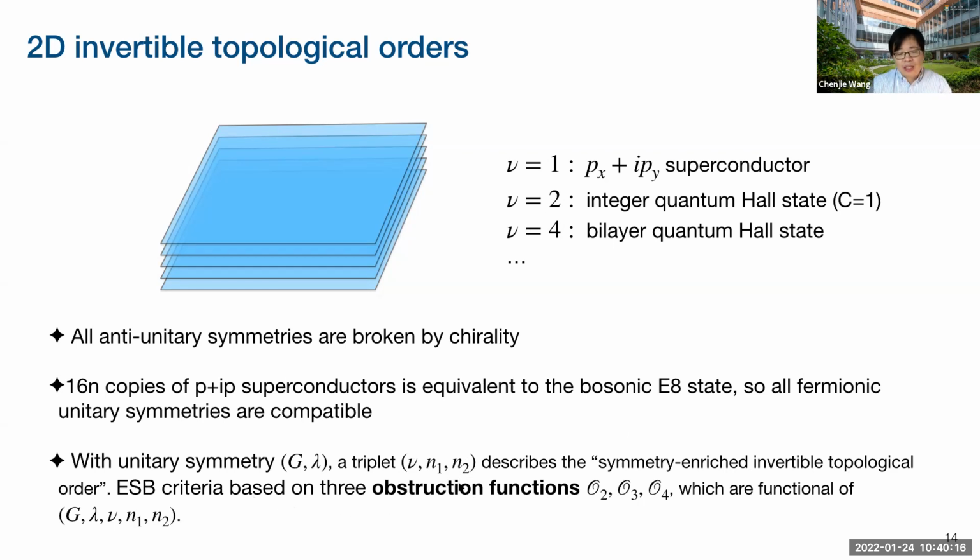And building on this data, one can construct some so-called obstruction functions. Basically, these are consistency conditions that these data must satisfy. And the enforced symmetry breaking criterion, so when incompatibility occurs, or when enforced symmetry breaking occurs, can be stated using these O1, O2, O3, O4 so-called obstruction functions. These obstruction functions are functionals of all these elements. So G and lambda describe the symmetry, nu describes this index, and N1 and N2 I'm going to define in a moment. So that's the outline of the next few slides.